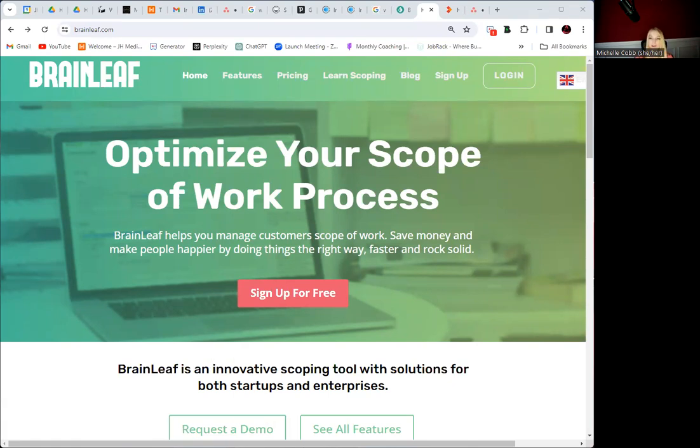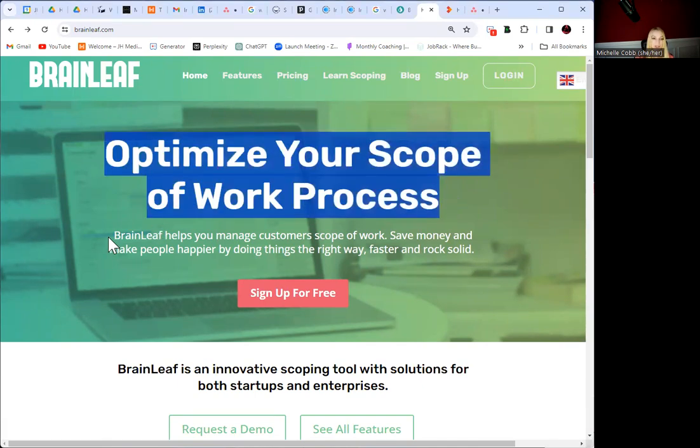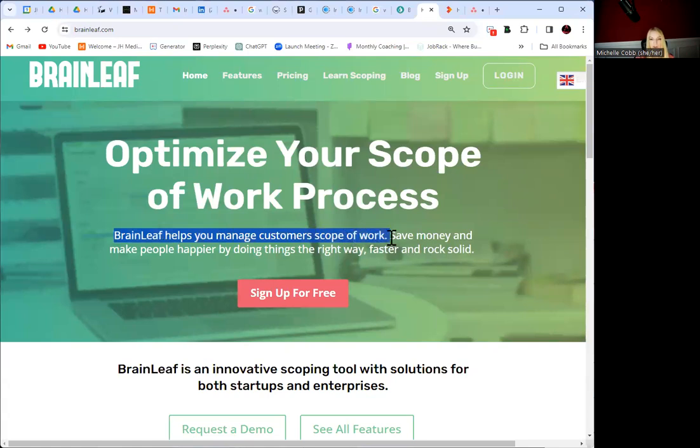So starting with the header section, the first thing I want to see is that it's clearly stated what this SaaS system does, and we've got that here. It optimizes your scope of work process. Brainleaf helps you manage customers' scope of work. This is actually redundant with the H1. It can be removed to save wording.